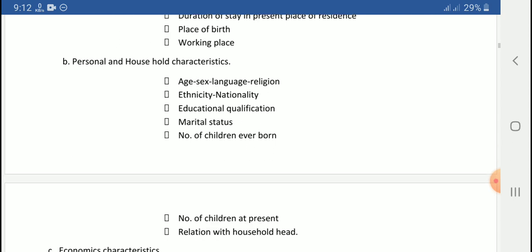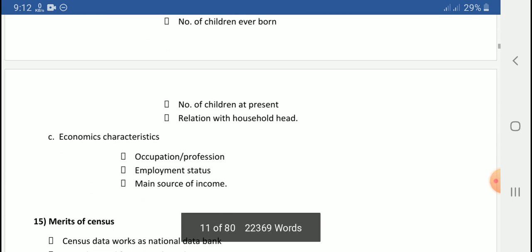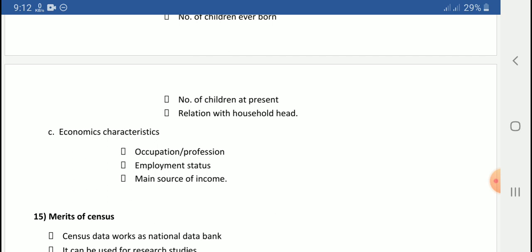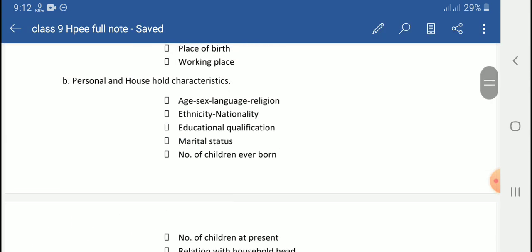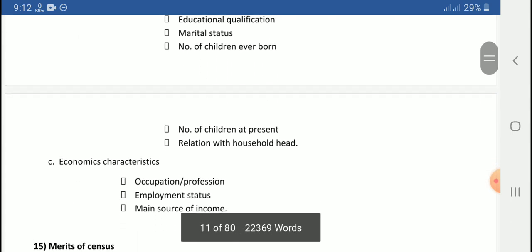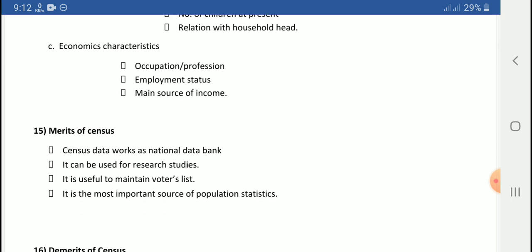And similarly, personal and household characteristics include age, sex, language, religion, ethnicity, nationality, education qualification, marital status, number of children ever born, and number of children at present, relation with the household head. These are the things included in personal and household characteristics. Similarly, economic characteristics include occupation or profession, employment status, and main source of income.